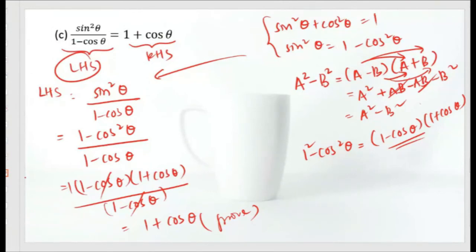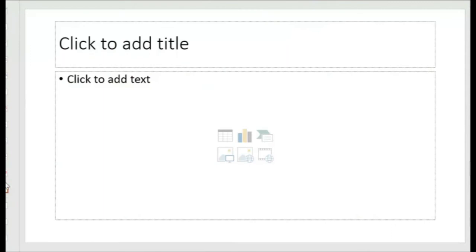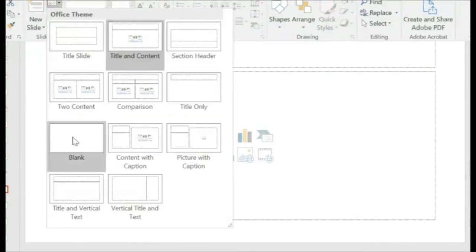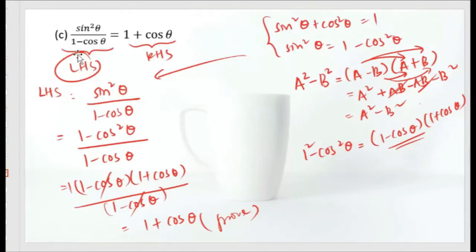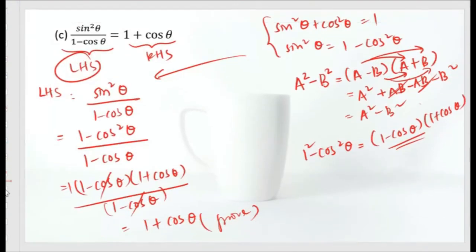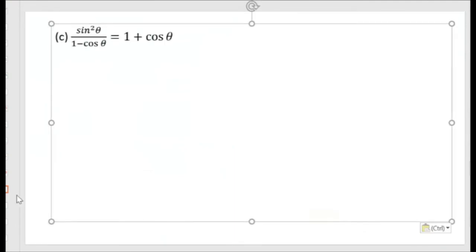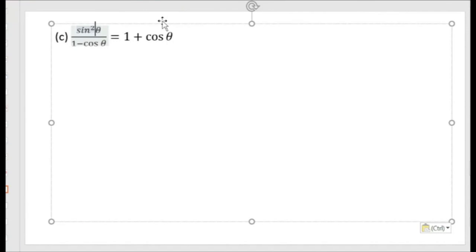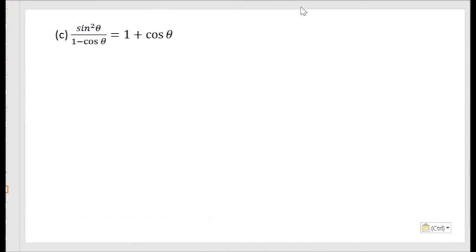Then we have another method. Besides this method, I'll show you another method. You can also prove in another way. Actually, there are a lot of methods, depending on how you're going to prove it. As long as your proving is correct, then it's okay. You can set a lot of solutions.